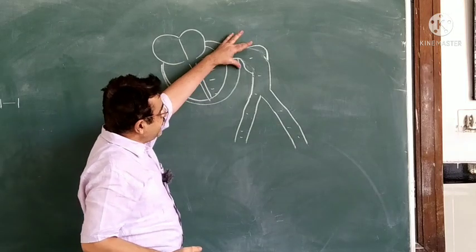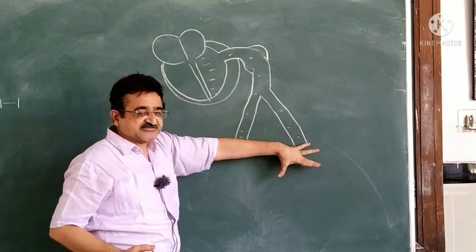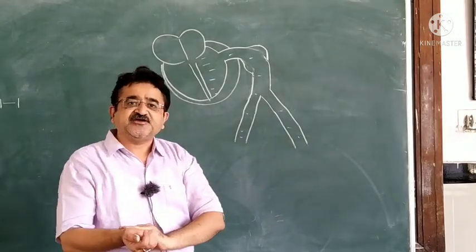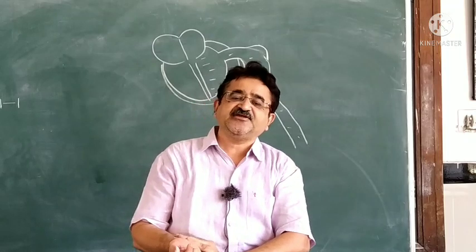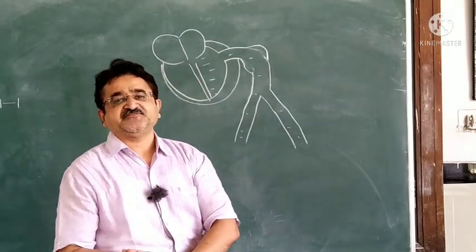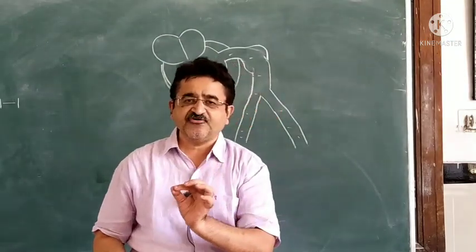Now this wave of expansion moves along the length of the arterial system, and ultimately it comes to the peripheral part, and there we feel it, and that feel is known as the pulse. That expansibility is known as the pulse. So this is the meaning of pulse.